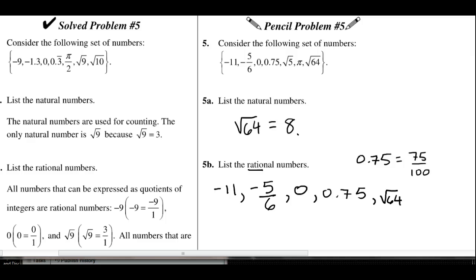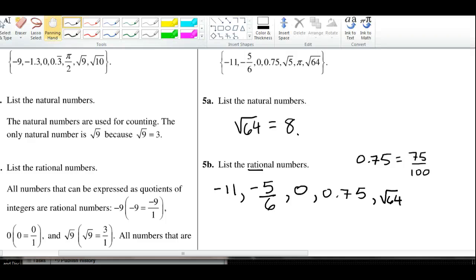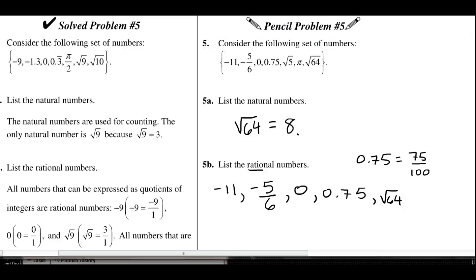Let me go ahead and erase the work we did there so you don't get confused. So this is the list of the rational numbers that are pretty obvious. What about the other two numbers that we didn't write down, the square root of 5 and pi? Well, these two numbers turn out not to be rational numbers, because when you look at the decimal expansion, they never terminate and they never repeat. So these are examples of irrational numbers.